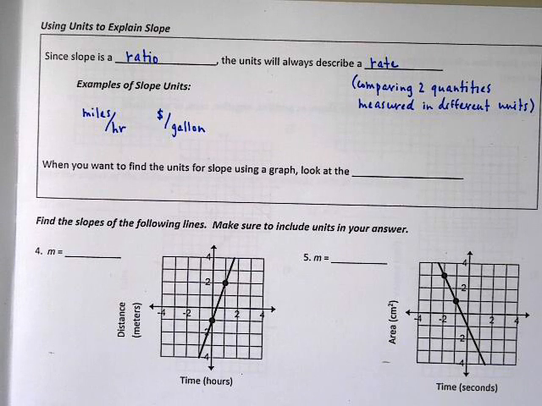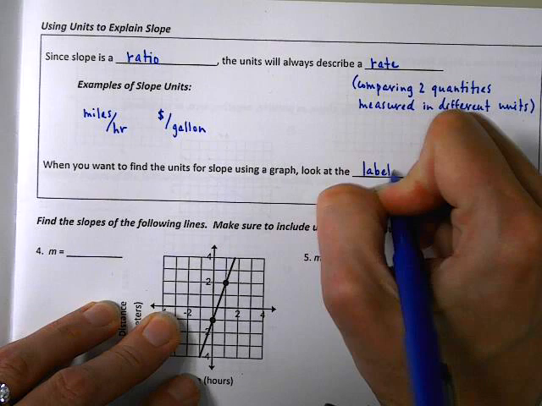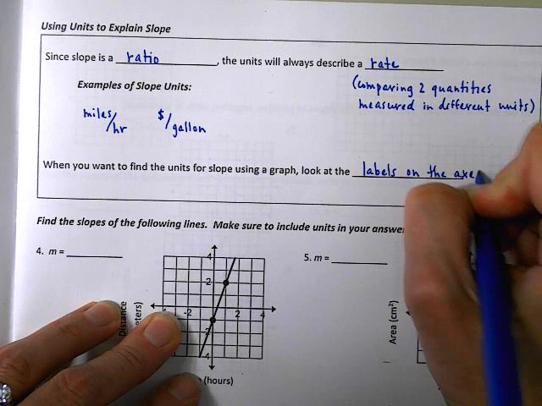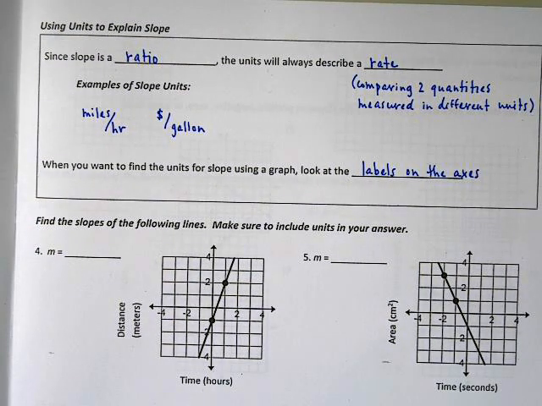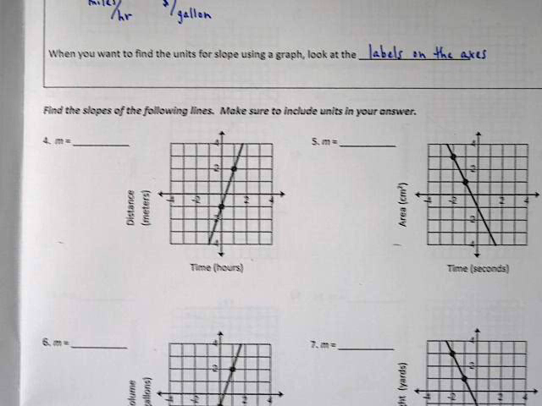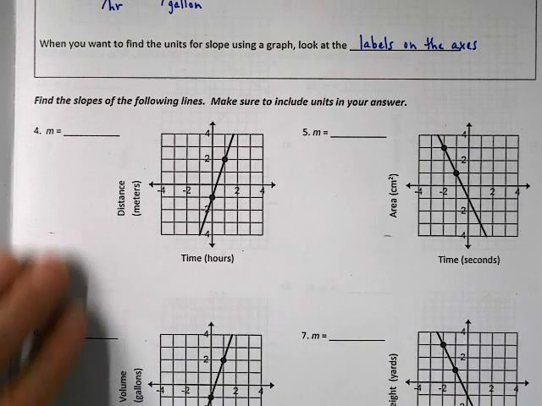Okay, and when we want to find the units for a slope using a graph, we're going to look at the labels on the axes. That's going to give us the information we need to find the units for the slope. So for example, in number 4, it says to find the slope of the following lines and to make sure we include the units. So the first thing I'm going to do is just use my rise over run to find the slope.